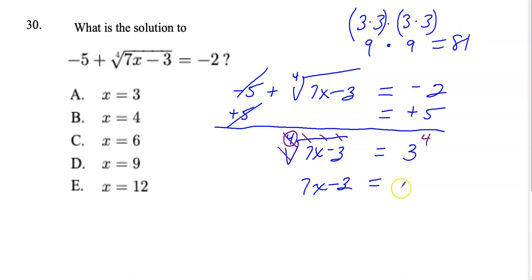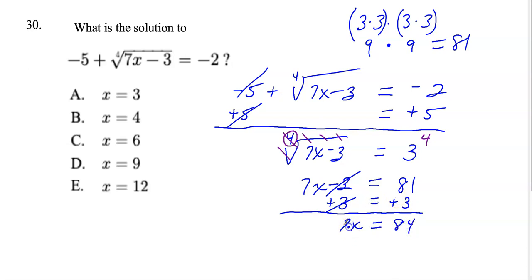So this becomes 81. And now I just need to solve for x here. So I need to move the minus 3 over to the right side. So to undo subtraction, I do addition. So I want this to go to 0. Minus 3 plus 3 is 0. What you do to one side, you do to the other. These drop off to 0, and we have 7x equals 81 plus 3 is 84.